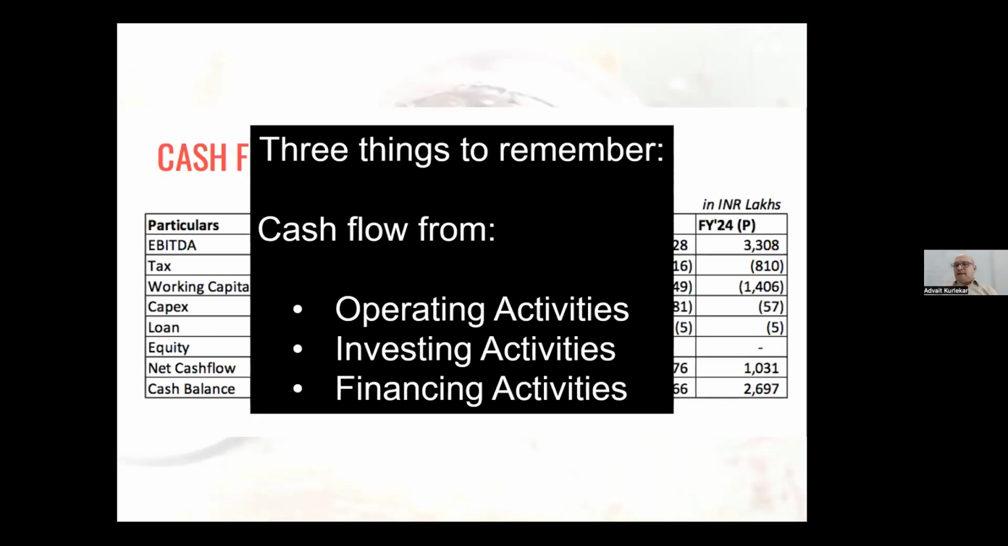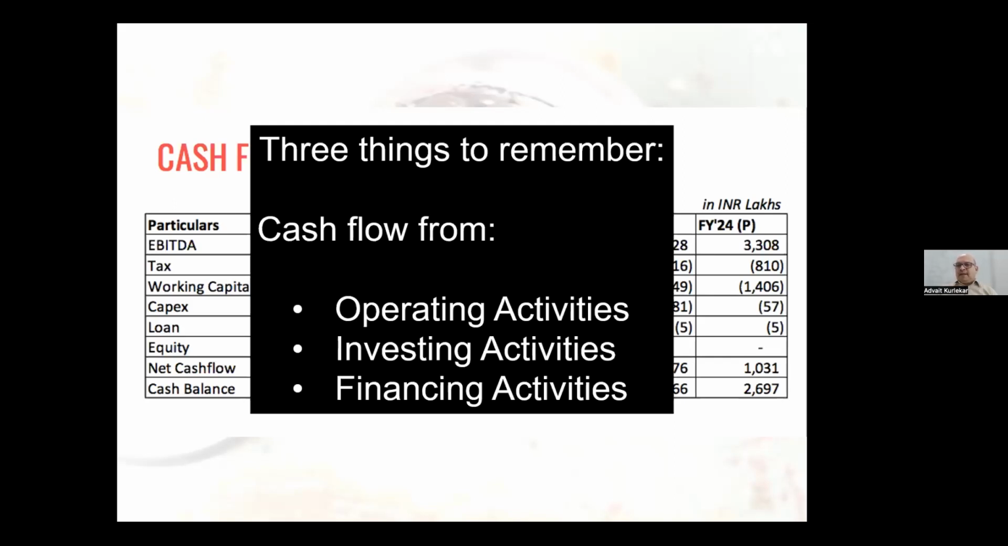Three things that you need to remember from a cash flow. One, there is cash flow from operating activities. That means from your core business. If you start making positive cash flow from your core business, only then can you invest that money into your own business, what is called investing activities.